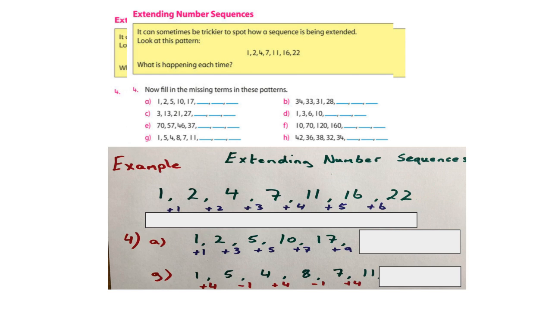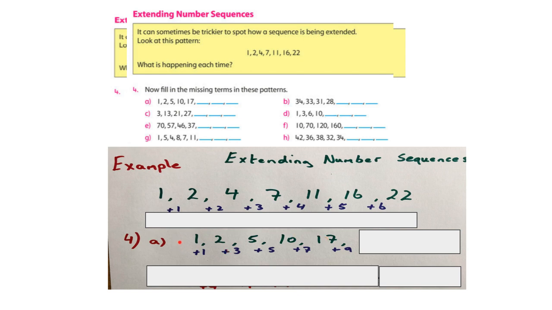Let's have a look at question 4. I'm going to do a few examples here with you. So we're going to have a look at A first, okay? So I don't want you to be looking at G for the minute. So I'm going to cover G, okay? So look at A. So A goes from 1 to 2 to 5 to 10 to 17.